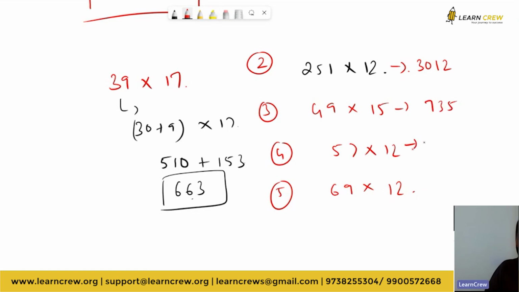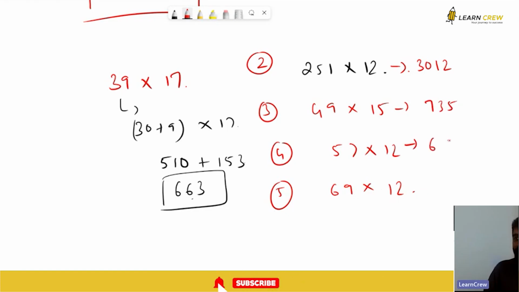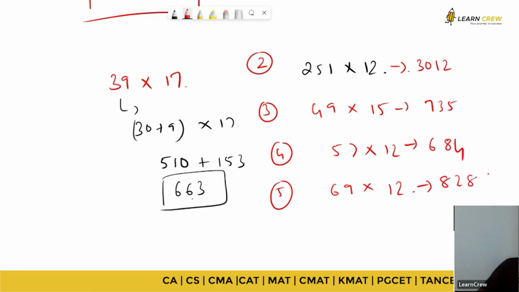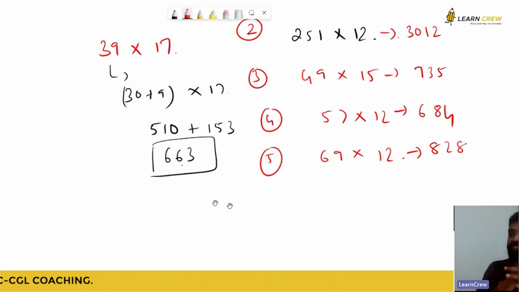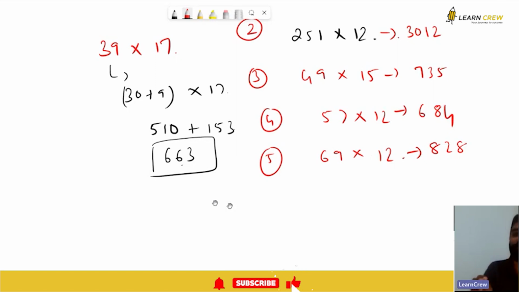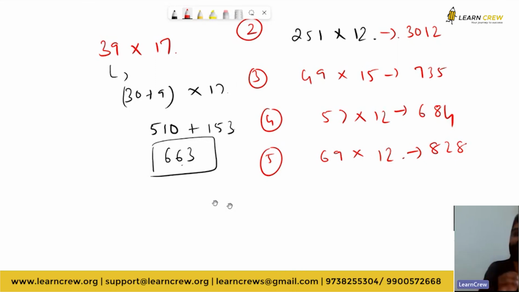735. Next one. 684. 84. Next one. 828. Okay. So now, how many of you are thinking that you'll get these kinds of questions in your exam? 100% you won't get these kinds of questions in your exam. But when you do mathematics, if there is a situation for simplification, you can utilize it there.